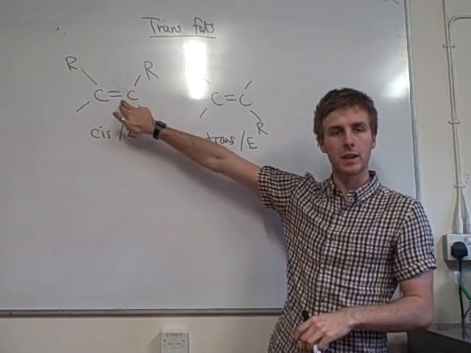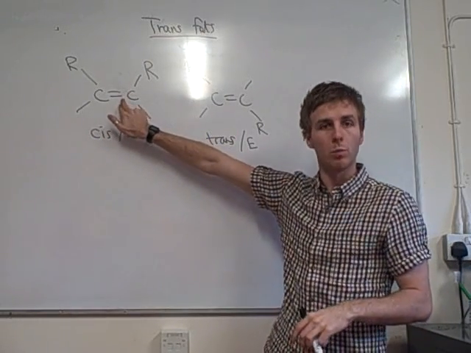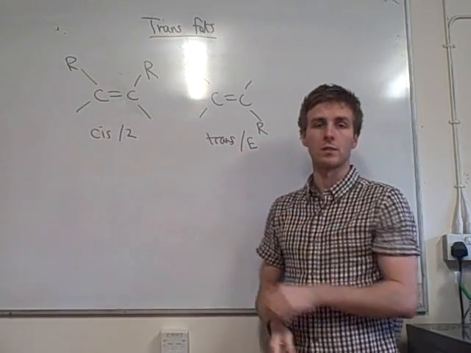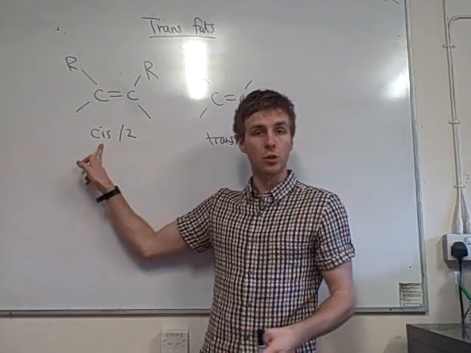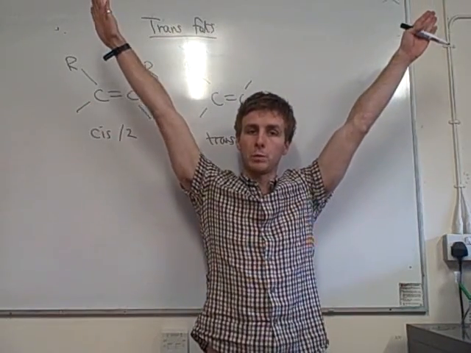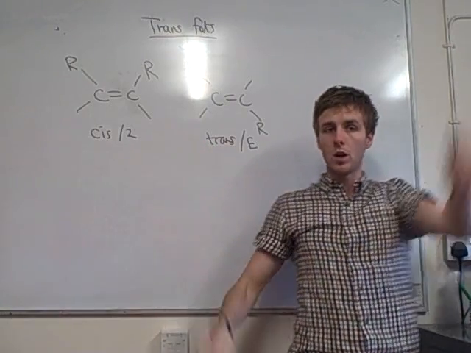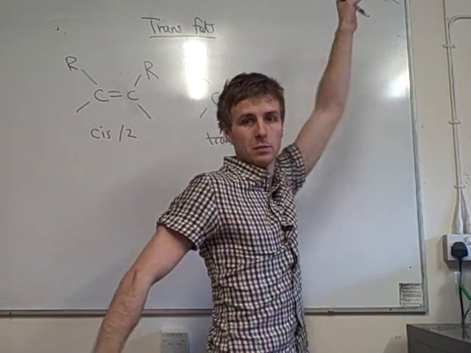We've got a lack of rotation around my carbon-to-carbon double bond, and two different groups on each carbon, so these are stereoisomers. And what we've got is our cis or Z isomer, where both the R groups point in the same direction, and our trans or E isomer, where they point in opposite directions.